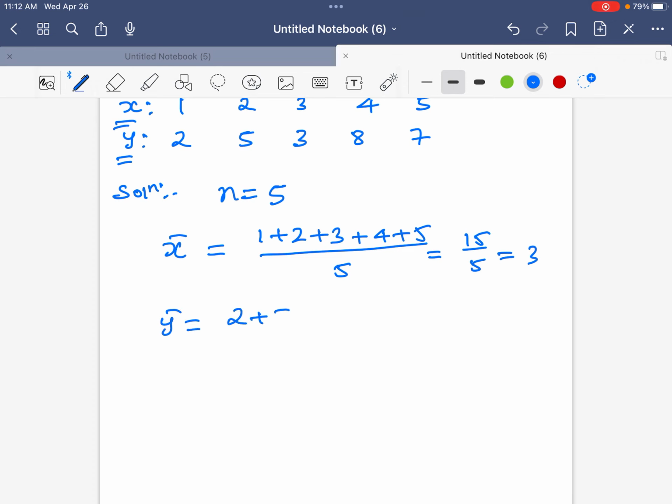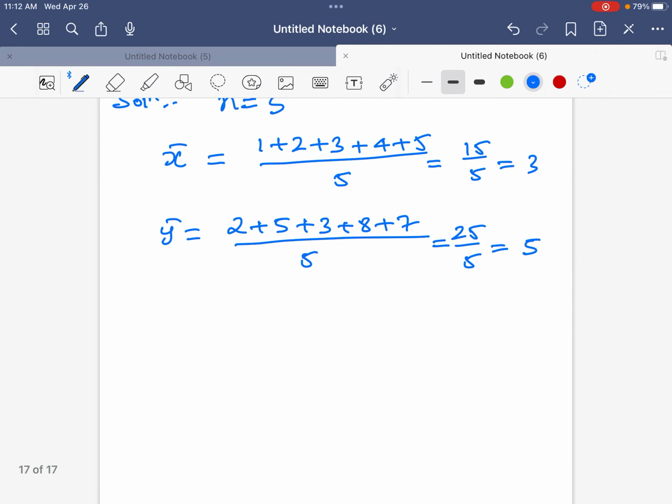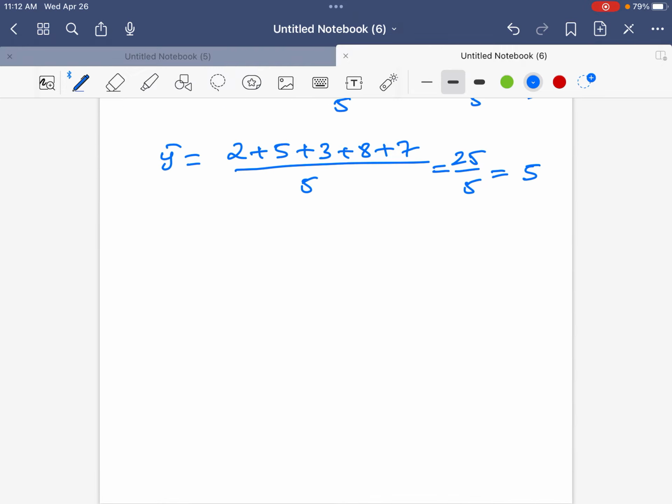Y bar is equal to, the same way, 2 plus 5 plus 3 plus 8 plus 7 divided by 5, which is 25 divided by 5 gives us 5. Next we prepare the following table where we have xi values, and capital Xi can be obtained by taking the subtraction of each value of x from x bar.